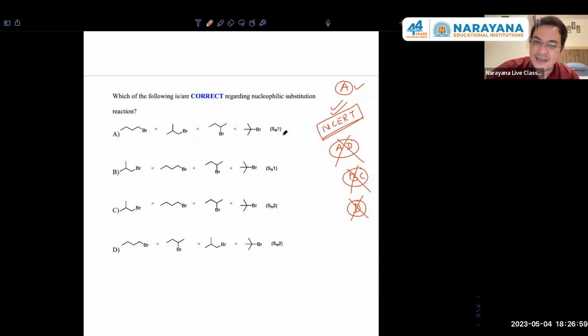This is SN1, okay. Best cation, that is okay. Secondary cation, okay. Primary cation. But in this cation, you will get only one hyperconjugation. Here you are getting two hyperconjugations. Then why is this order correct?